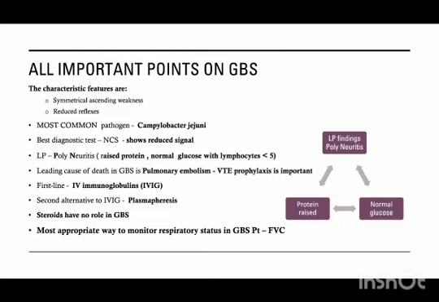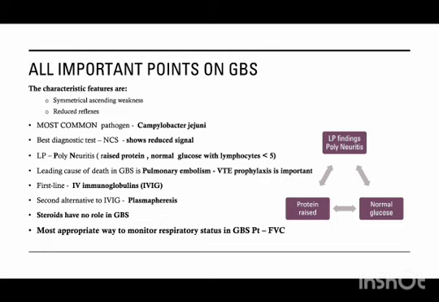So I covered all the important points that have been asked in the AMC for so long, and these are the points you have to remember during your revision, and this slide is more than enough for you. The characteristic features: the patient will have symmetrical ascending weakness, both limbs affected, progressing from the lower limb to the upper limb, and reduced reflexes. What is the most common pathogen? As I already told you, it is Campylobacter jejuni.